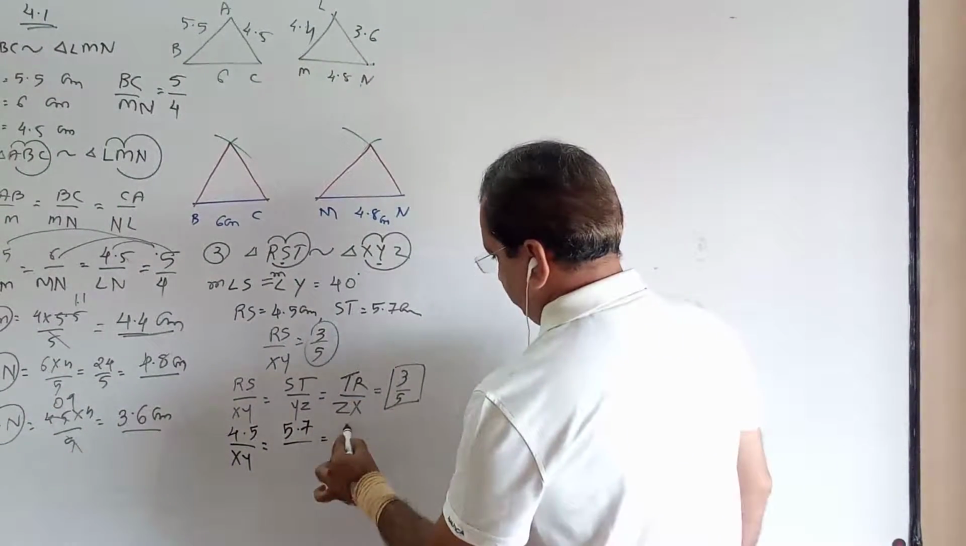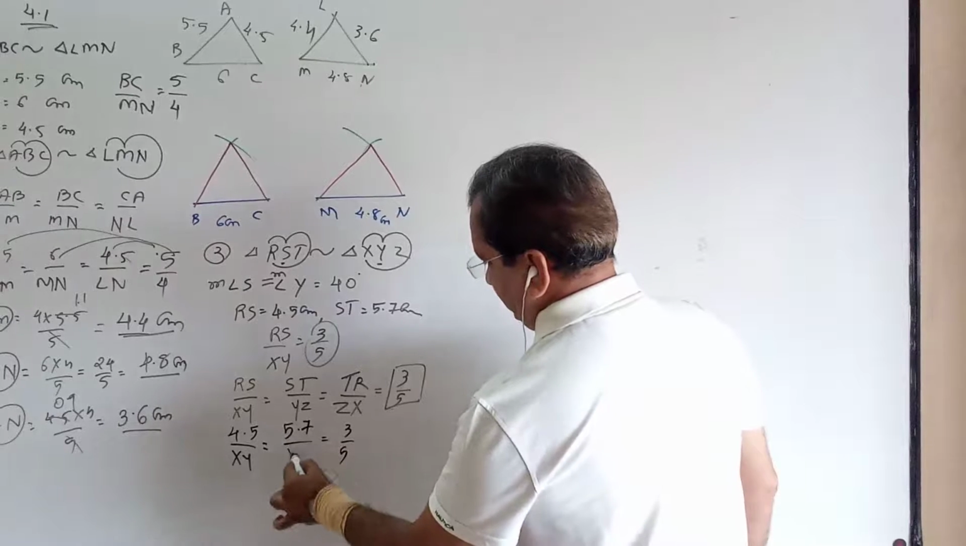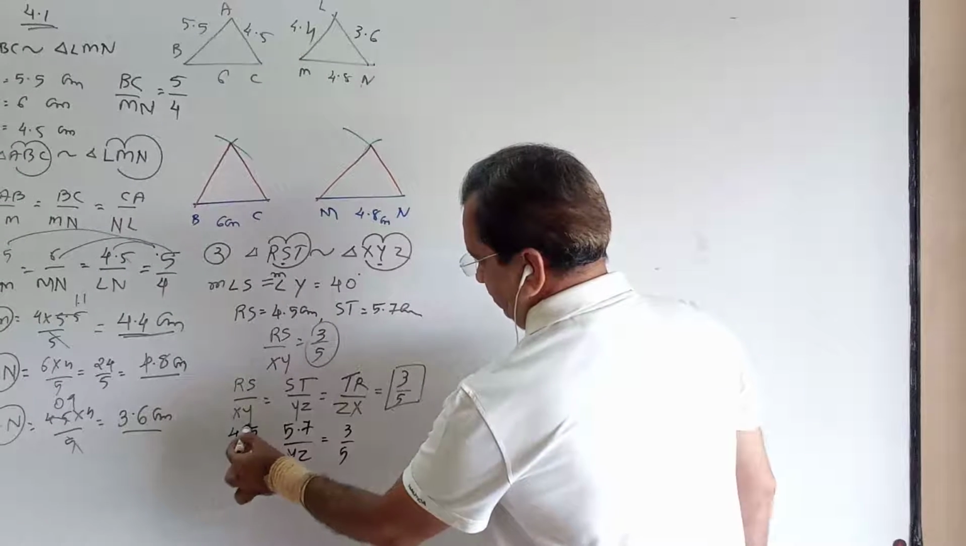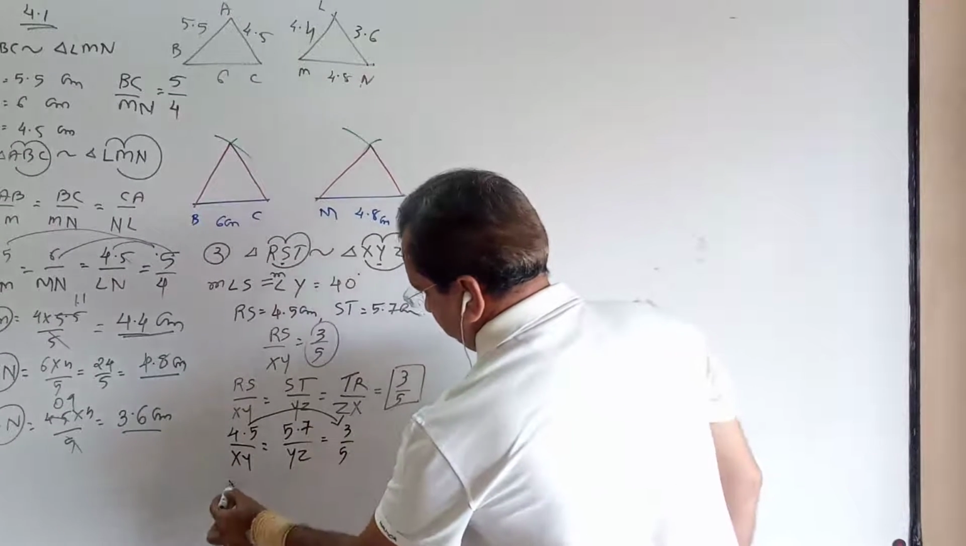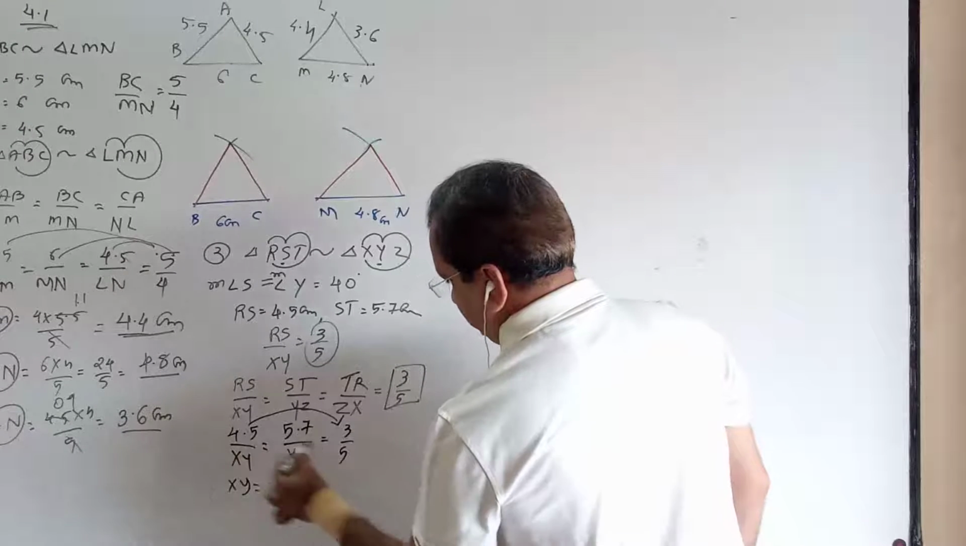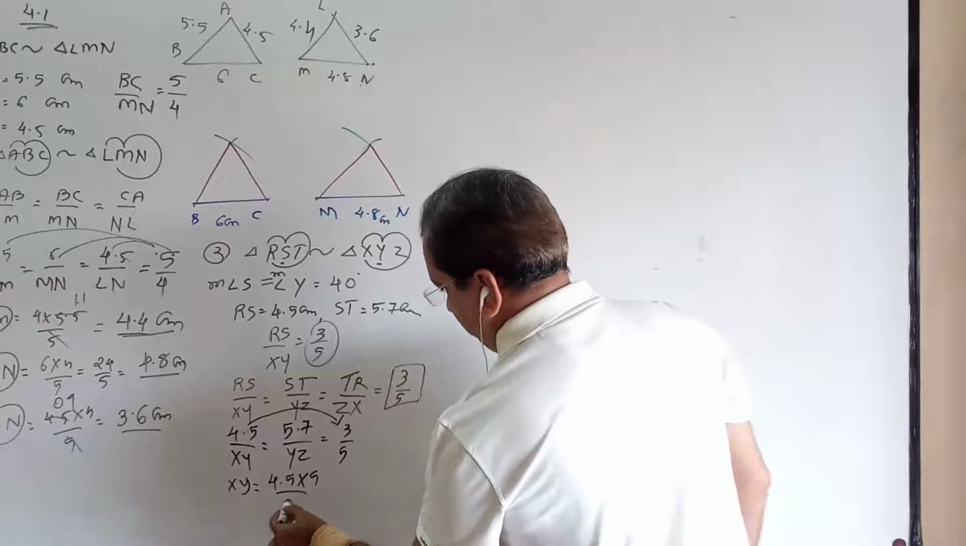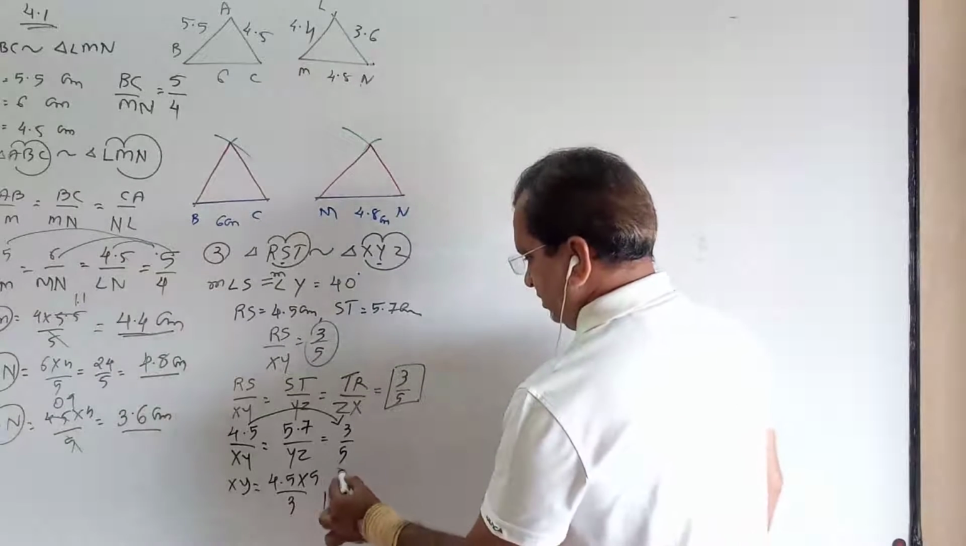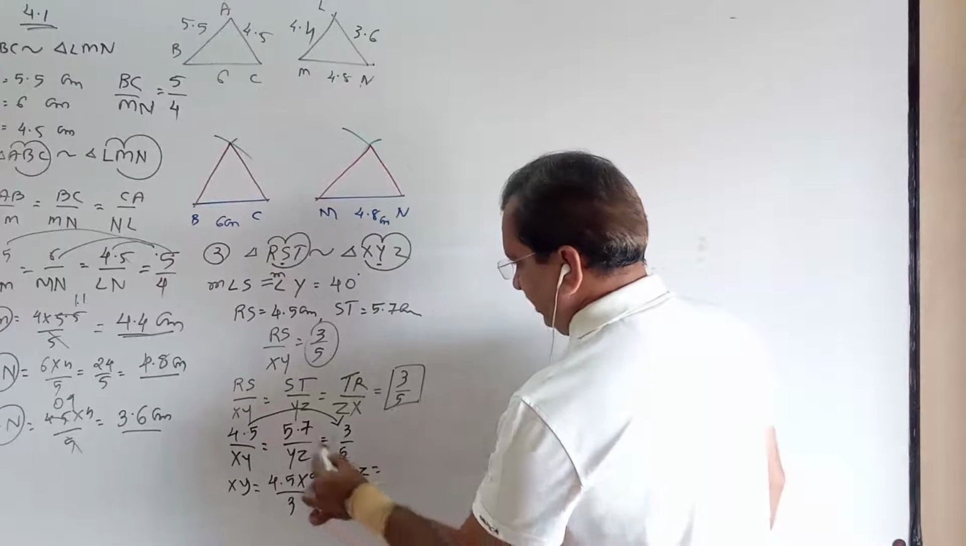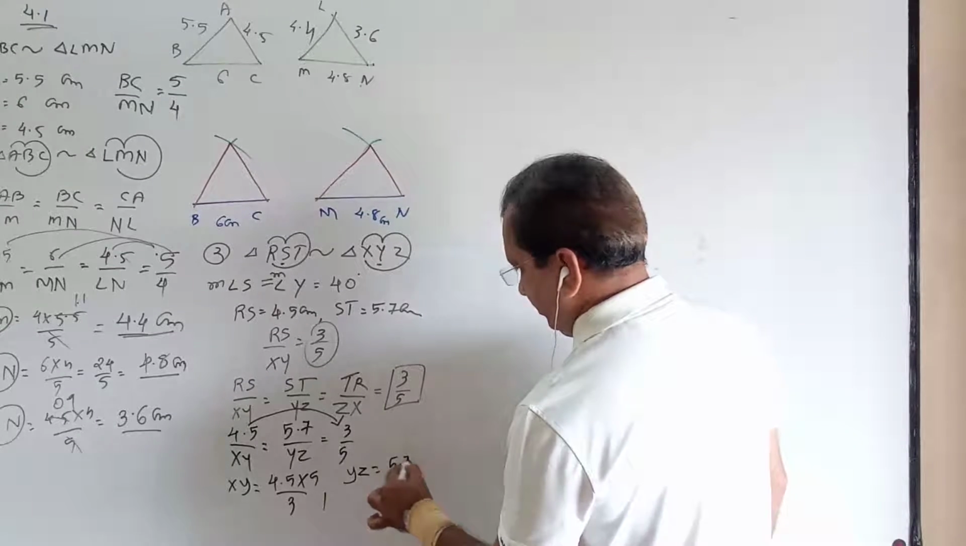Okay, and that is 3 by 5, and YZ. So now this and this, cross product. XY is equal to 4.5 into 5 divided by 3. YZ is equal to this into this, cross product.